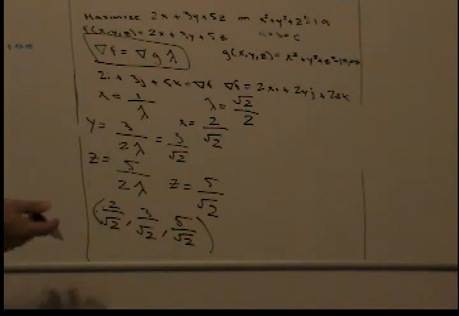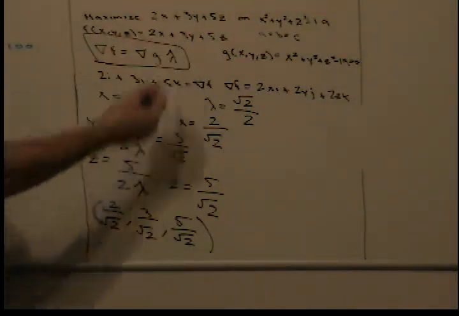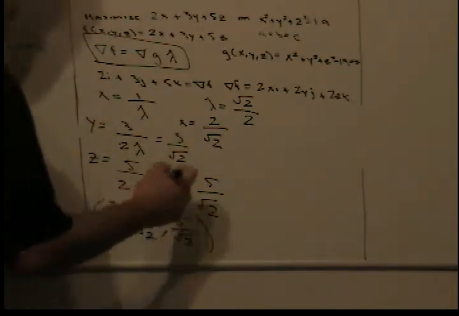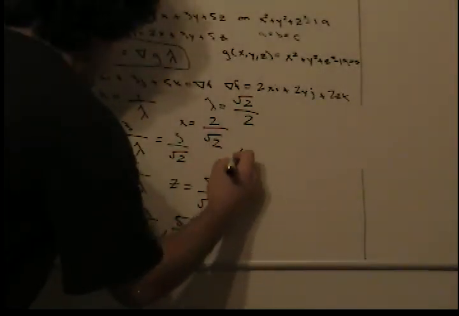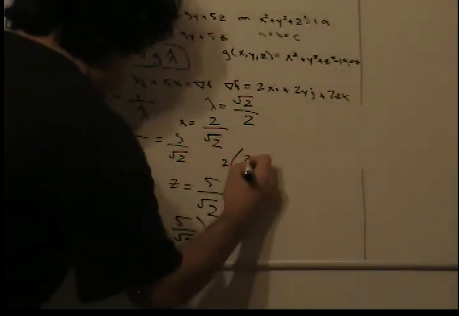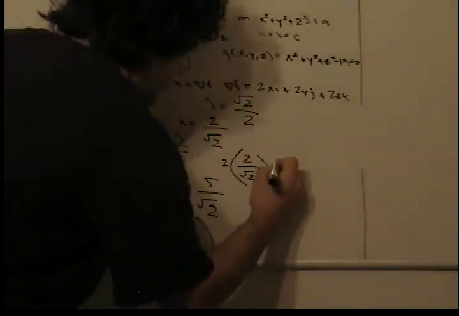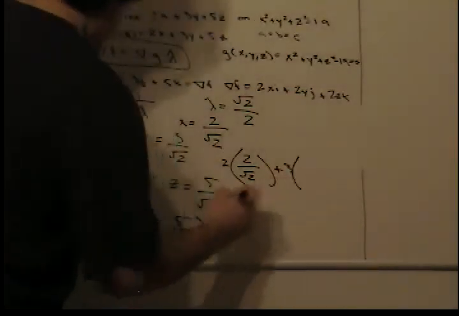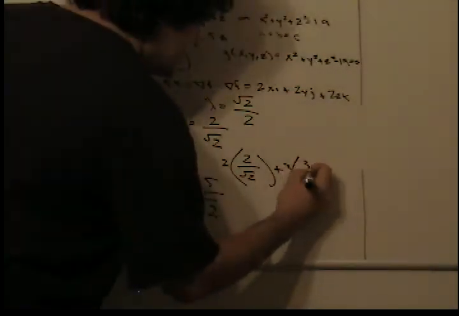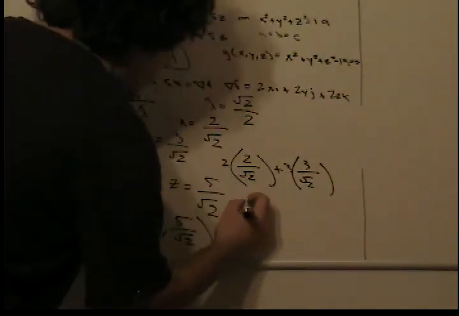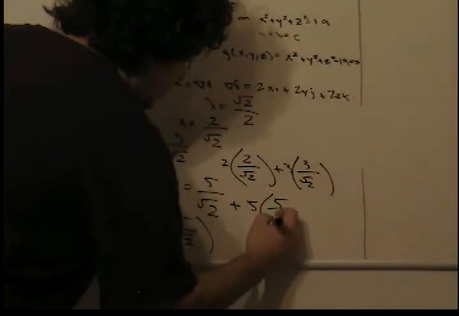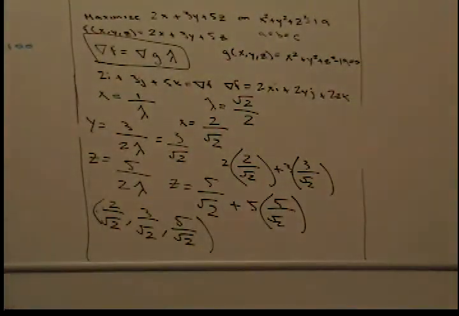and if you want to figure out the actual quantity it gives you, all you have to do is plug this back into your original function. So we have, this is our original function over here, right? So we have 2 square root of 2 plus 3 square root of 2 plus 5 square root of 2. Now whatever value that gives you, that'll be our answer.